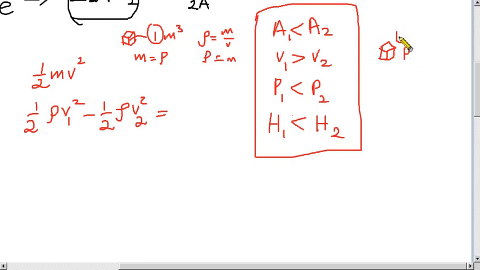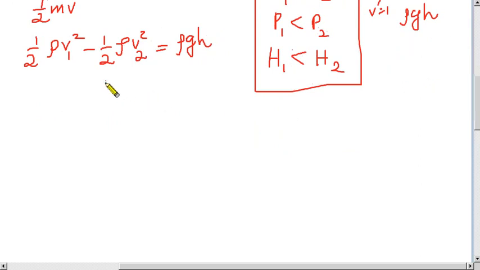So what is the potential energy? We know mgh is the potential energy. So instead of m, what do we write? Rho gh, because the volume is 1. Therefore m equals rho, and the potential energy gained is rho gh. So this is the equation: the kinetic energy change is converted to potential energy gain. This one is the kinetic energy loss, which is equal to the potential energy gain. That way also we can say it.